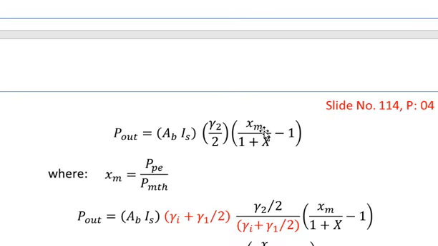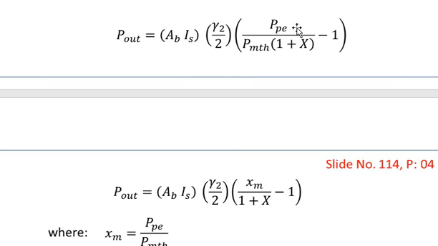And we have introduced the XM parameter over here, where XM is equal to the ratio of PPE, that is the electrical power to the pump, divided by the minimum threshold power from the pump. So this ratio has been designated as XM in this equation. So you see that if you label PPE divided by PM threshold by a parameter XM, then this term becomes XM divided by 1 plus capital X.